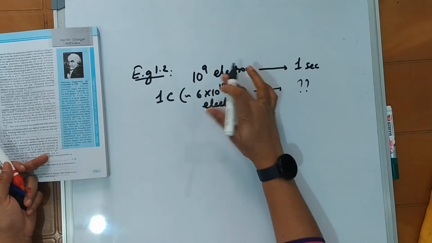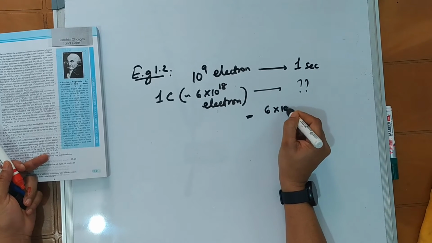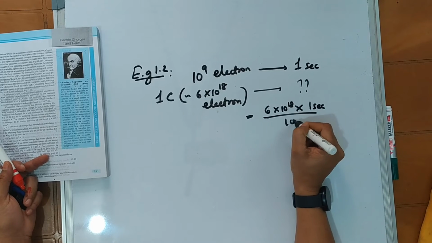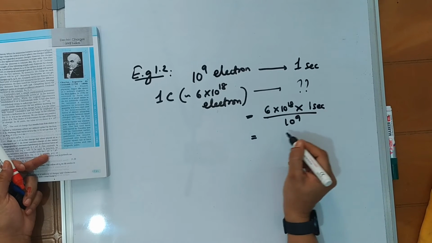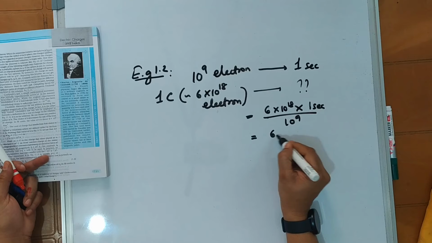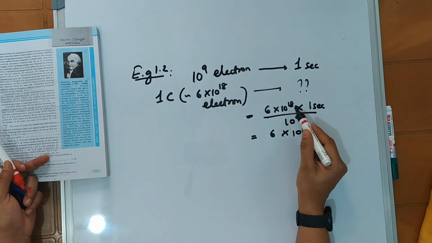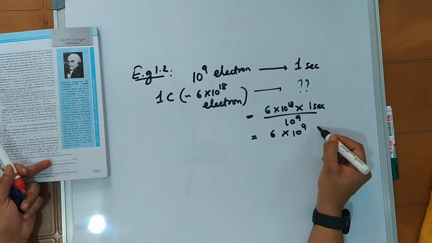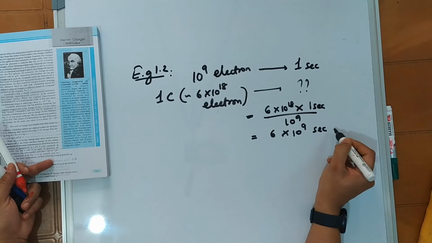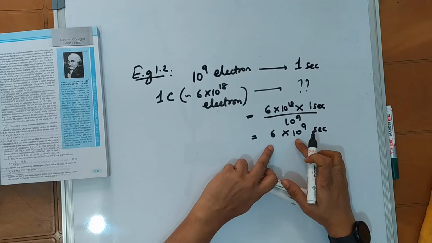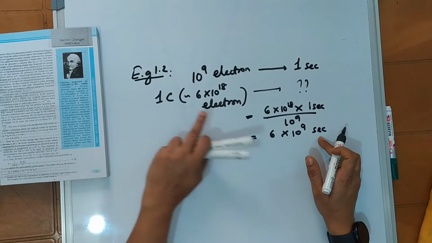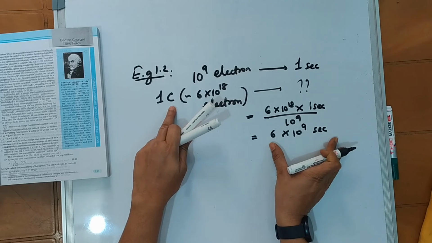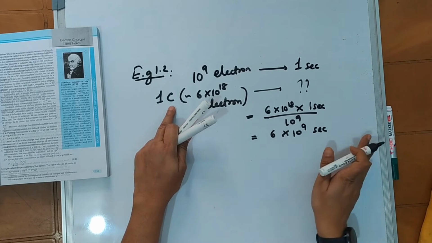This is the question. Just like the unitary method we can do it. So this into this by this: 6 into 10 to the power 18 into 1 second by 10 to the power 9. When we work it out, we will get 6 into 10 to the power 9 seconds. So in 6 into 10 to the power 9 seconds, 1 coulomb of charge goes from one body to the other.